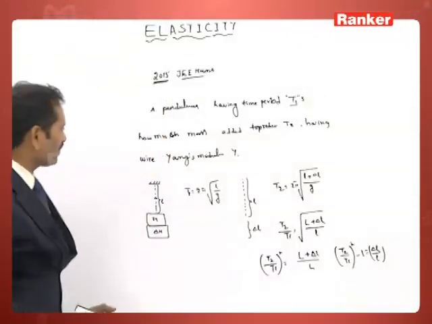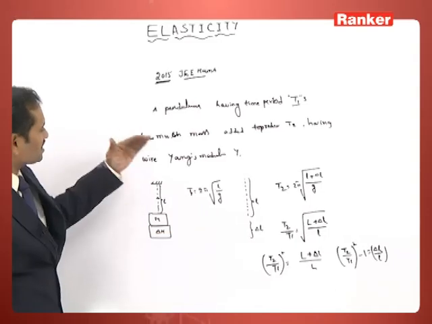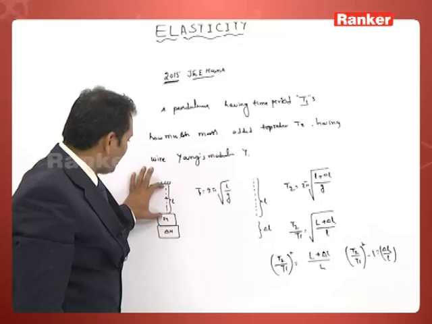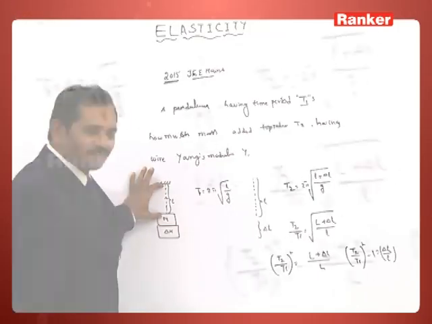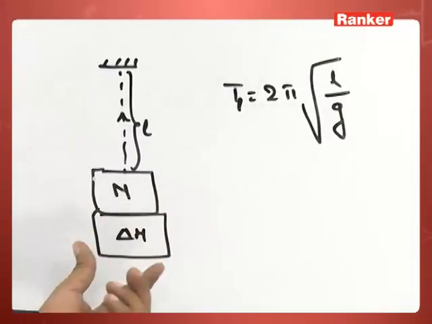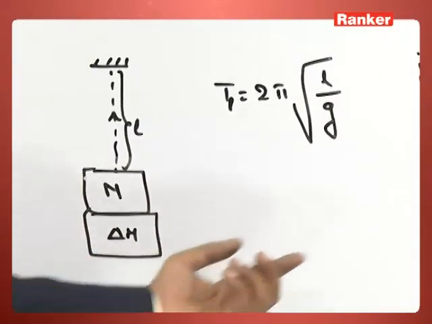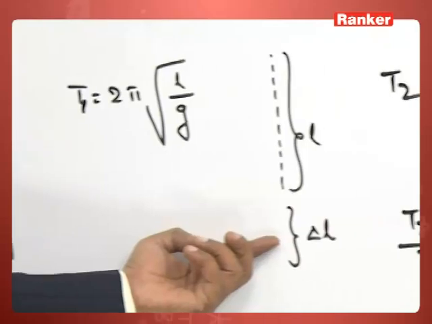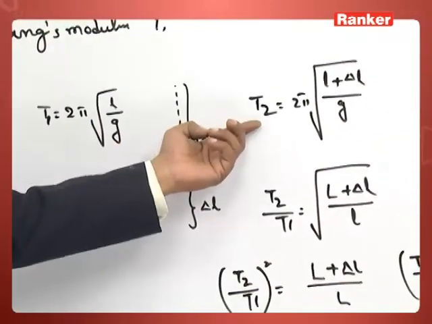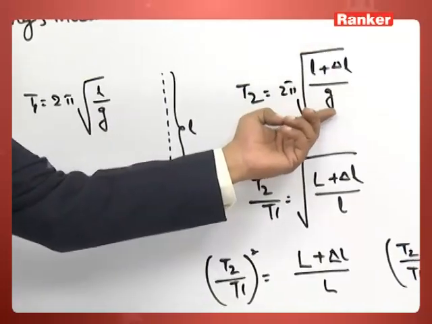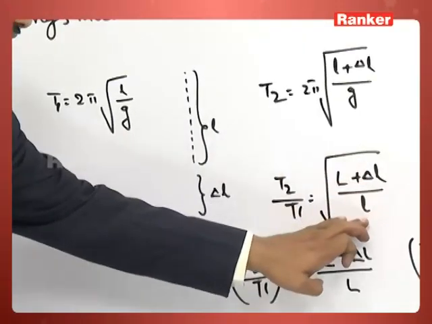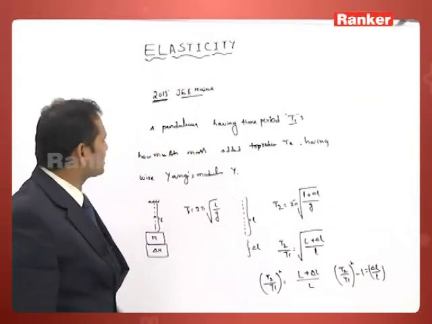Strain. Before that, once again going for the strain of elasticity link. Let us suppose the string has length L, mass M, then time period is 2 pi root of L by g. Because of some additional mass, there is extension in the wire, delta L, so L plus delta L. Then time period T2 equals 2 pi square root of L plus delta L by g. T2 by T1 equals root of L plus delta L by L. Then I got it like this.